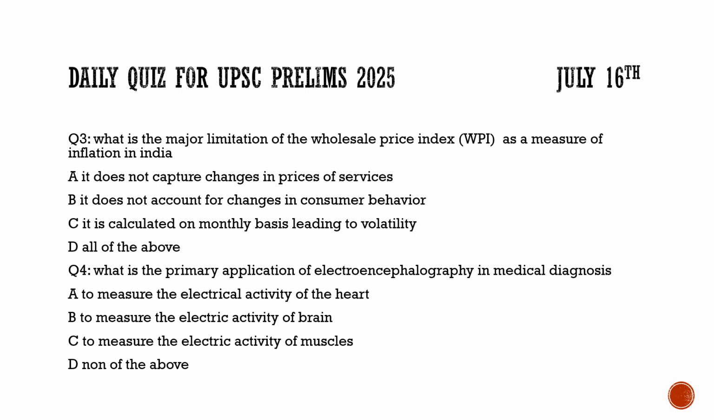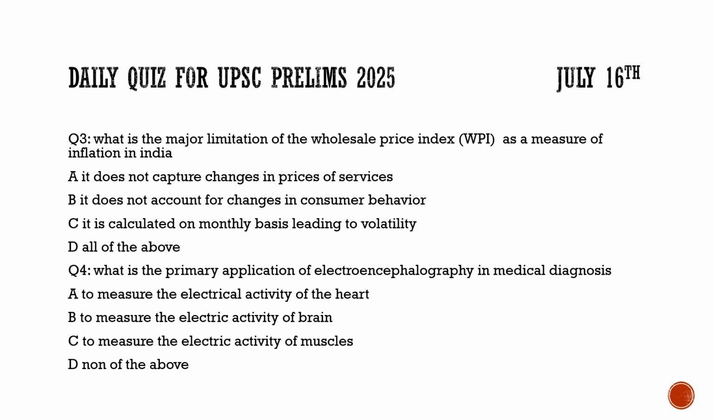Now coming to question number 3, let's see what it asks us. It says, what is the major limitation of the wholesale price index as a measure of inflation in India? We discussed the rise in the wholesale price index, the rise in the inflation calculated via the wholesale price index. We also discussed that the government is trying to replace it with another form. So what do you think? What is the main limitation of the wholesale price index as a measure of inflation?